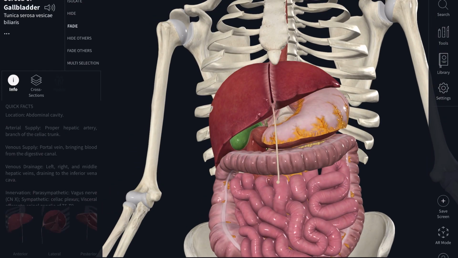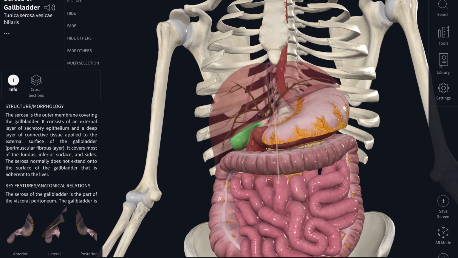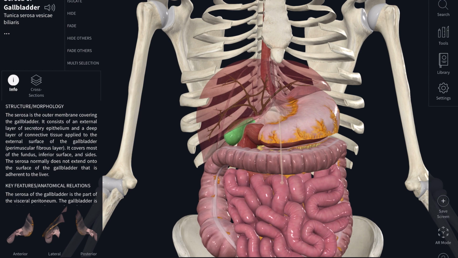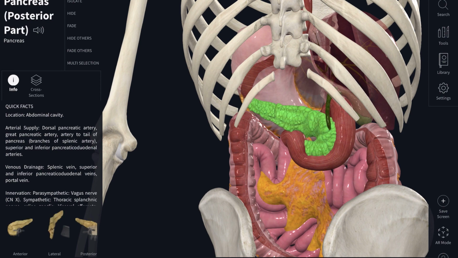The liver also hides this pocket of organ called the gallbladder, right here being highlighted, which is absolutely crucial in production of bile acids, which are released into the duodenum and make fat easier to absorb in the small intestine. Bile is also made in our final accessory organ that is also retroperitoneal, called the pancreas, right here, which also produces hormones like insulin and glucagon that are crucial for controlling your blood glucose level.